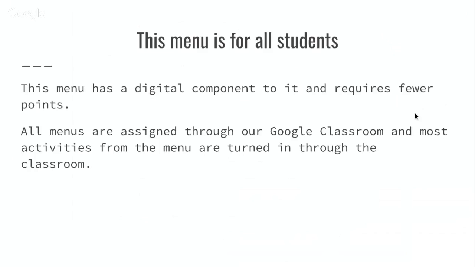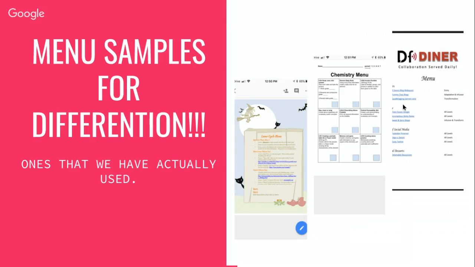All menus are assigned through our Google Classroom, and most of the activities that we do are turned in through the Google Classroom. These are some menu samples that we've actually used. This first one right here is over lunar cycles, and we made it like a dinner menu where they have to, it's hard to see because I had to make it small to fit into the space. Well, they actually had to choose an appetizer.